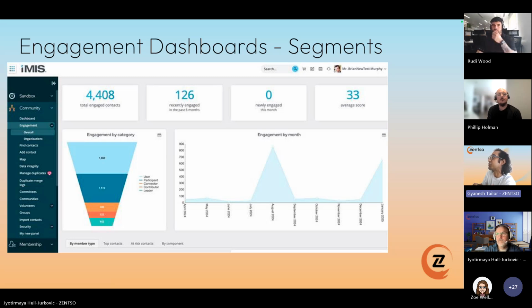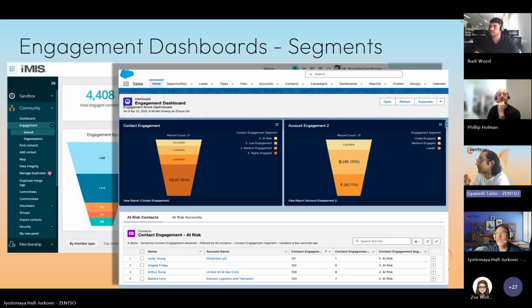On the screen before, you saw that percentile against an individual, and on this screen here, you're seeing your categories as a general dashboard. So an overall view of the engagement that all of your members or donors are having with you, placed into engagement categories. As you can see, you might have a user or participant, a connector, a contributor, a leader. So you can see what proportion of your audience is highly engaged, what proportion is somewhat engaged and what proportion is not very engaged.